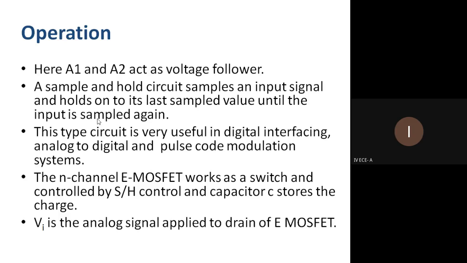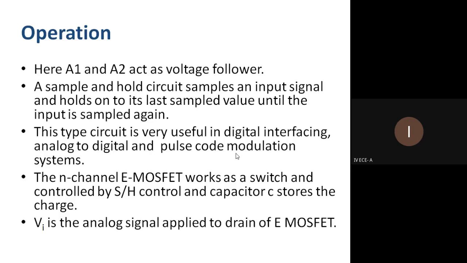It means that when converting analog signals into digital signals, we cannot take the entire signal. For this, we take samples of the signal only for particular time intervals, for example every 5 seconds or every 10 seconds. During that duration, we take the analog signal, which is converted into discrete digital signals. This type of circuit is very useful in digital interfacing, analog to digital conversion and pulse code modulation systems.